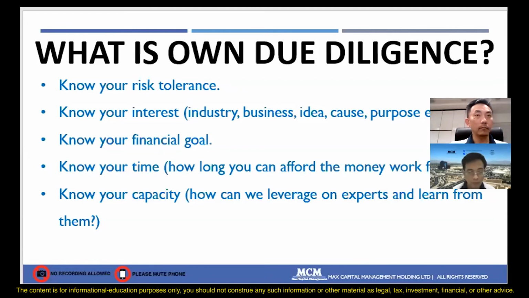How long can you afford the money to work for you? For example, if you are below 35 years old, you don't have to worry so much about investing for 10 years. I mean, I don't ask you to invest for 10 years, but you don't have to worry so much. But if you're 65 or 70 years old, 10 years is too much for us. Usually they ask for 1 year or 2 years maximum for investment. So your time is also very important. You have to see how long.